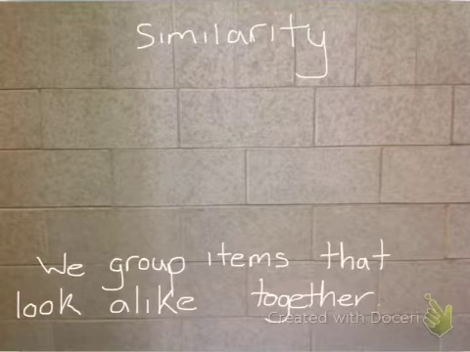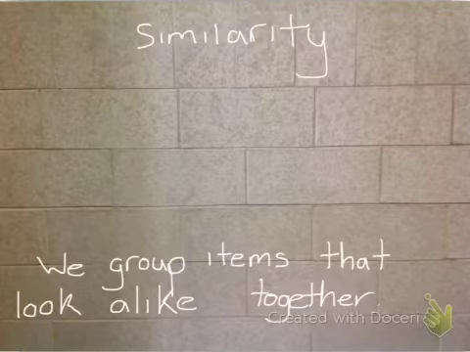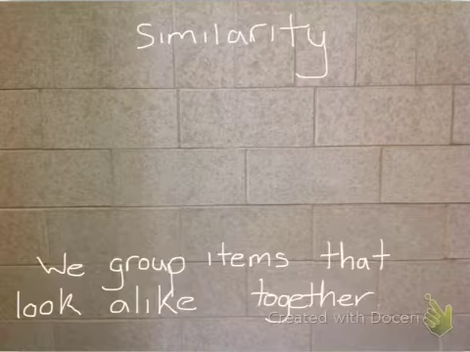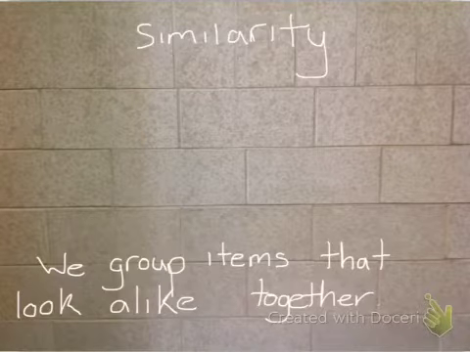The concept of similarity states that we group things that look alike together. In this picture, the top row of bricks is vertical, the rest of them are horizontal. Thanks to similarity, we see the vertical bricks as one group and the horizontal bricks as another group.